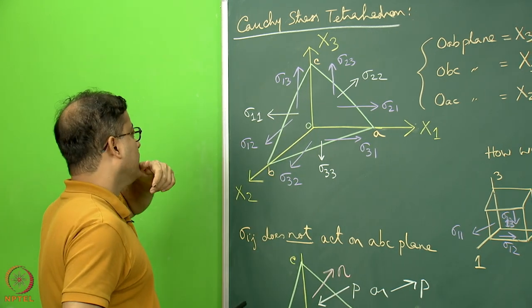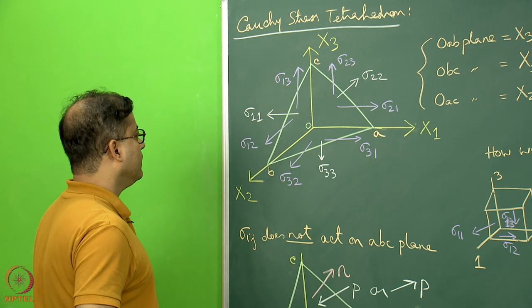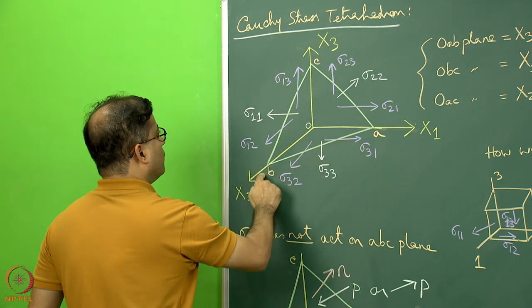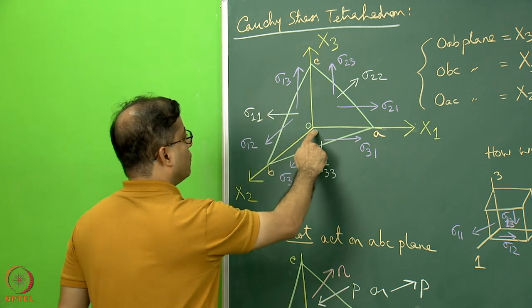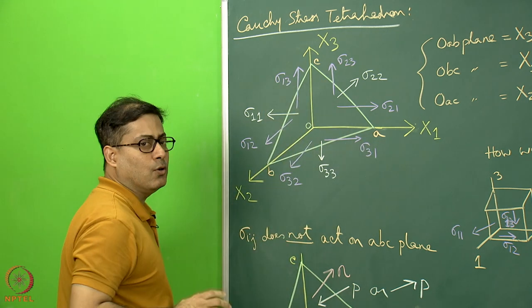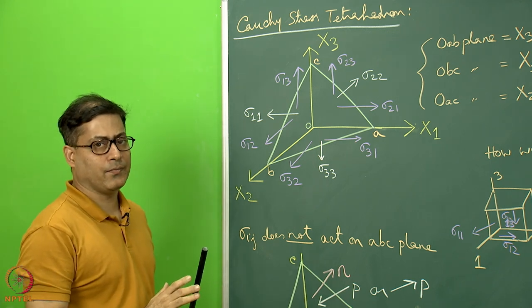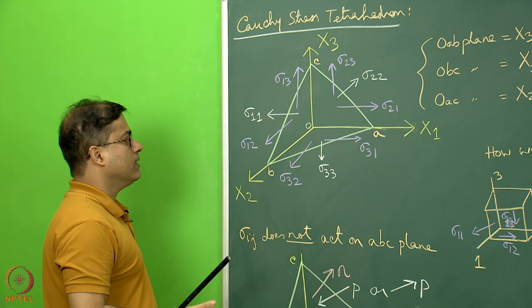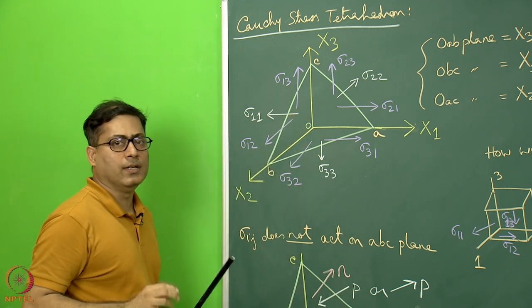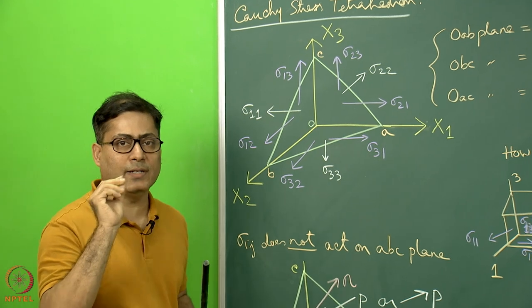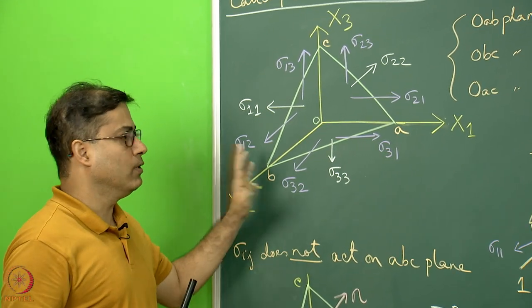So a tetrahedron is given, and on its three surfaces, on the OAB surface, the OBC surface and the OAC surface, normal stress and shear stresses are acting. This is the given information. Another given is that this tetrahedron is not moving and not rotating, and it is also quite small. It is in a stable condition.